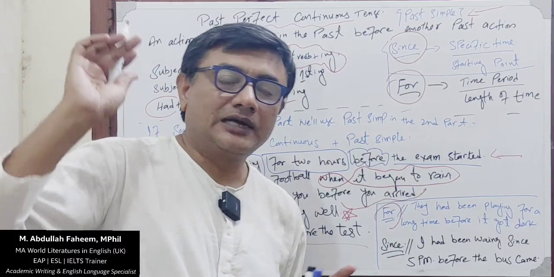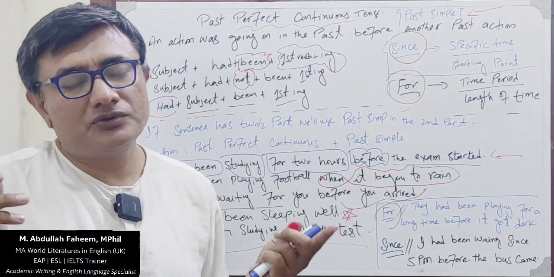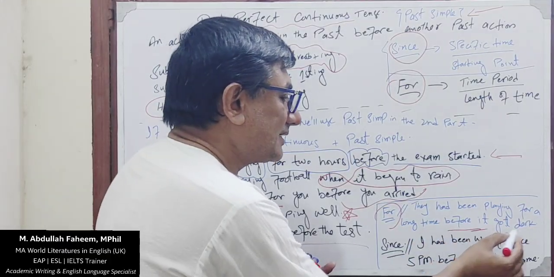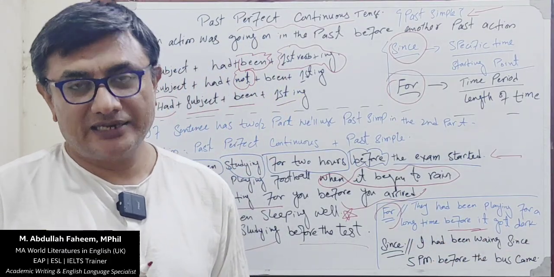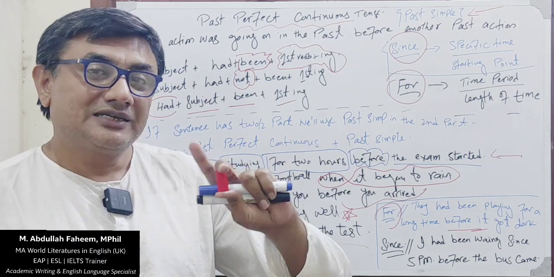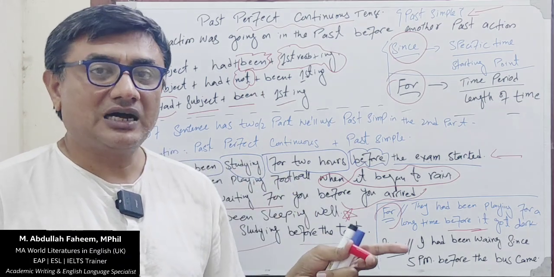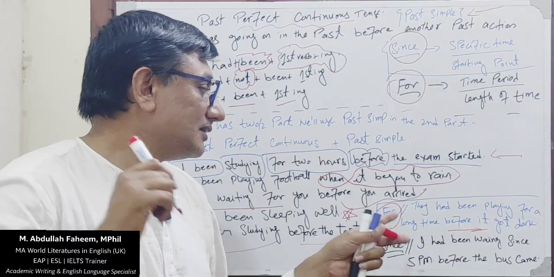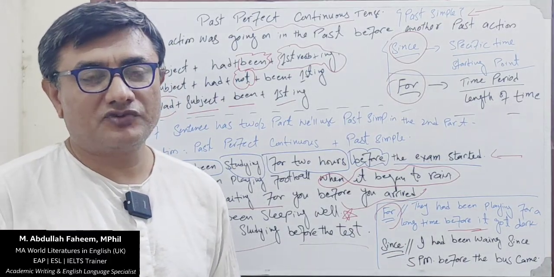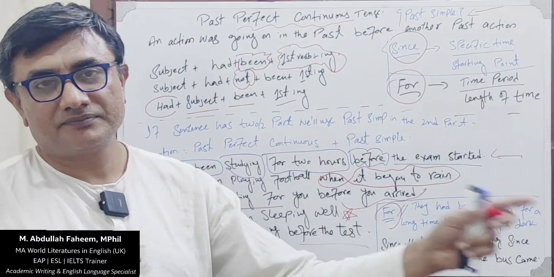For a long time. लंबे अरसे से खेले. कितना अर्सा? We do not know. We do not know how long. Before it got dark. अंधेरा होने से पहले. So this means the dark prevailed afterwards and they were already playing. So no specificity of time but length of time.